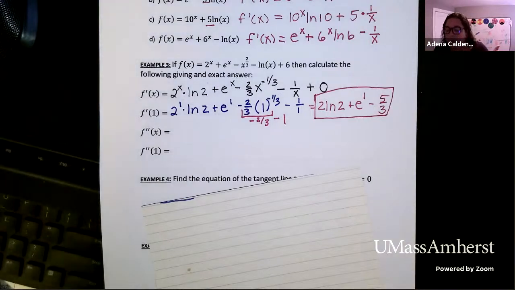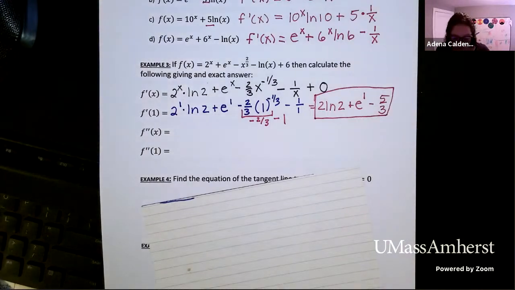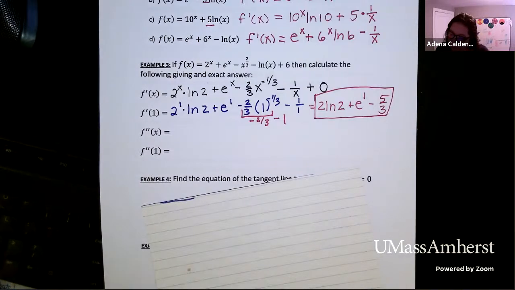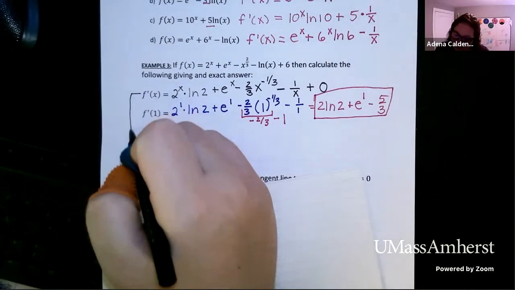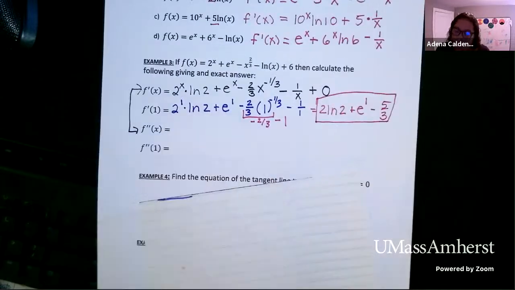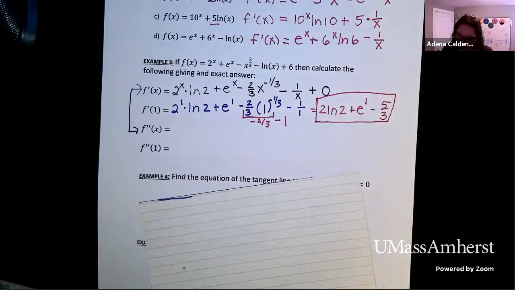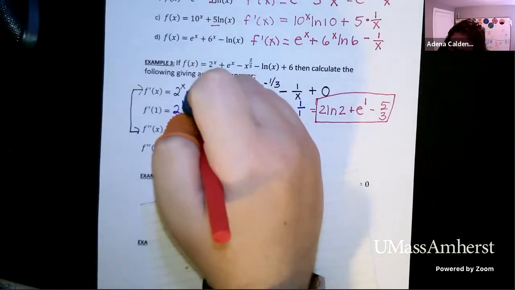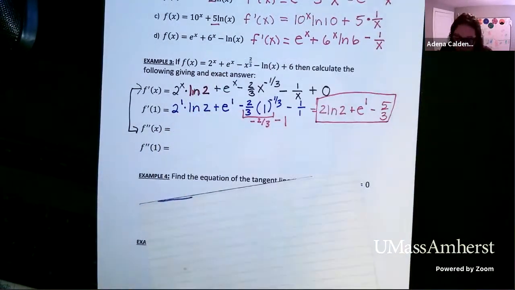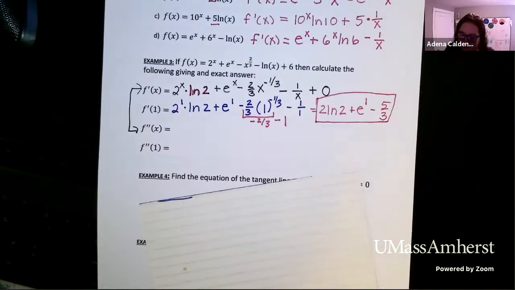Okay? So from there, we now want to find the second derivative. In order to find the second derivative, we need to go back to the first derivative. Now, this is a little bit tricky. So I'm going to trace over this ln 2 with red. We're going to follow that ln 2.